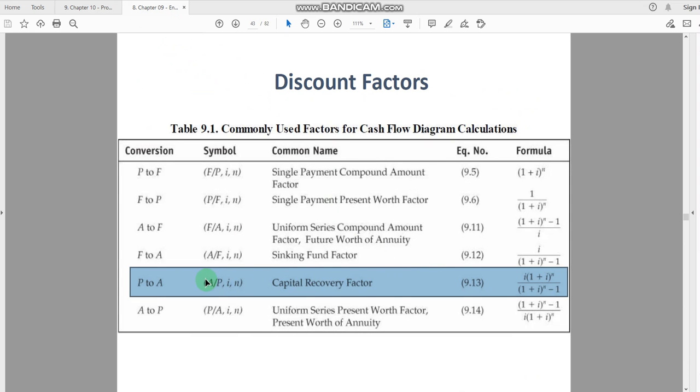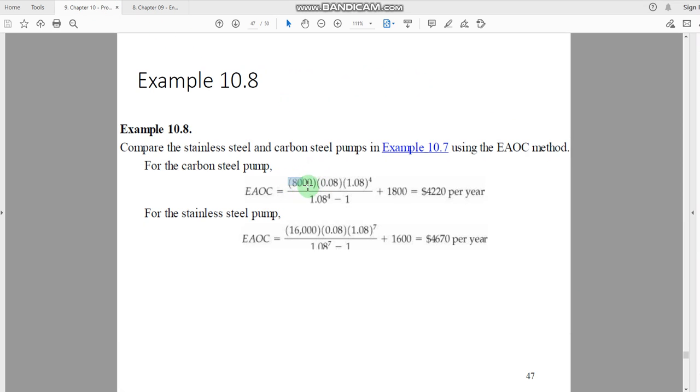it is this equation: P multiplied by the formula that we get here, I multiplied by (1 plus I) to the power n, divided by (1 plus I) to the power n minus 1. So here we have the same thing. We multiply P, which is the cost of the equipment, 8,000, then we multiply with the interest rate I, and then (1 plus I) to the power 4, so that makes 1.08 to the power 4, and then we divide by 1.08 to the power 4 minus 1, and then we have to add the operating cost of this equipment.